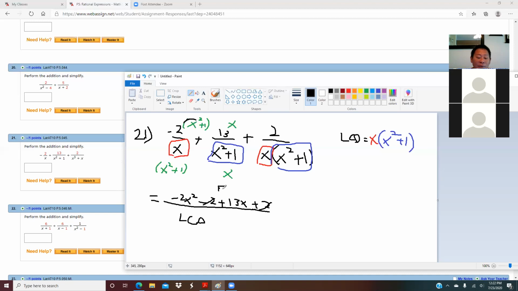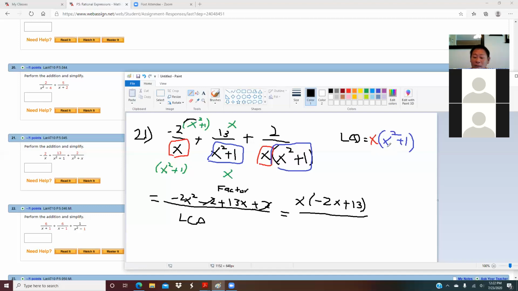And now you need to factor this. This is a 2 term expression because the 2 is canceled out. So when you factor this, the x is in common, so you can factor the x out. When you factor the x out from negative 2x squared, you get negative 2x. And when you factor x out from 13x, you get positive 13. So this is how you have to factor out your x in this case.